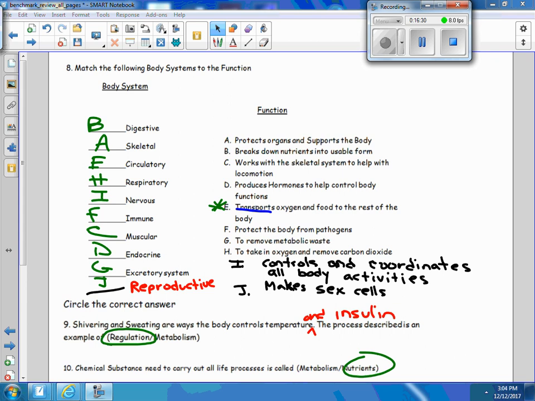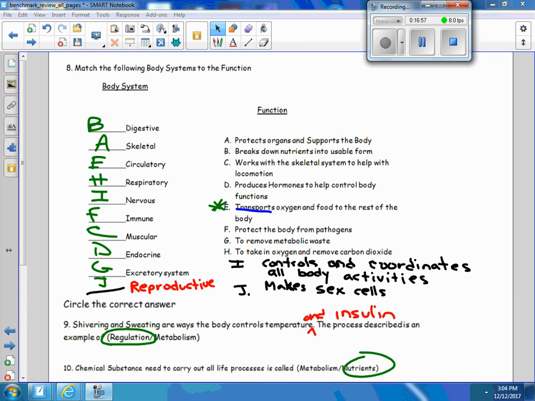We have several different body systems that have to work together. How does your digestive system and your excretory system work together? Your body has to break down food and then it has to remove waste that we don't need. So how does your digestive system work, let's say, with your circulatory system? Your body breaks down food and your circulatory system does what to it? Delivers it, transports it to every single cell.